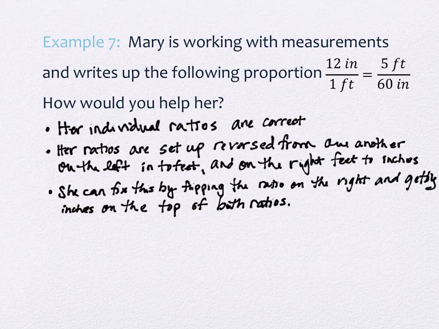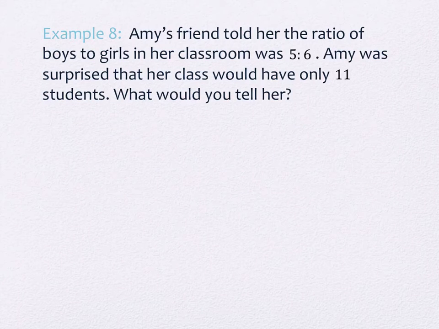All right. Last one. In light of the fact that you guys are going to be teaching at some point, and teacher-student ratios are going to be important, aren't they? They are. Amy's friend told her that the ratio of boys to girls in her class was 5 to 6. Amy was surprised that her class would have only 11 students. What would you tell her in a non-COVID normal year? Don't tell her they're all at home sick. It's not helpful.